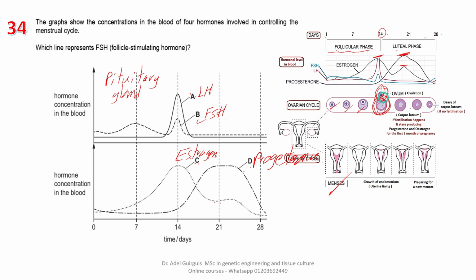The egg decays after 1 day of release, and the corpus luteum starts to diminish or decay, making both progesterone and estrogen drop, so that menses starts again. Okay, start again. Now the answer was B. It's okay.